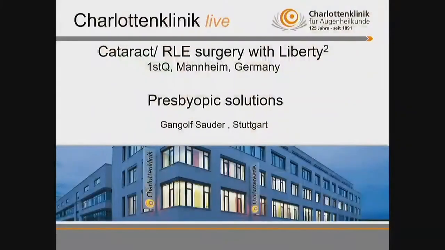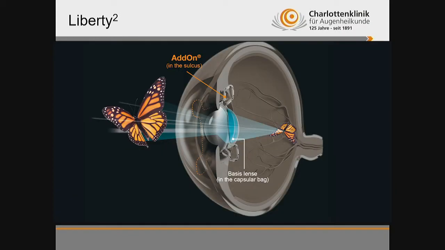So I would like to give you a short overview what we are dealing with today. So we are not talking about a standard MIOL today. We are talking about a system called Liberty2. This is a very innovative platform for multifocality because it consists of two IOLs.